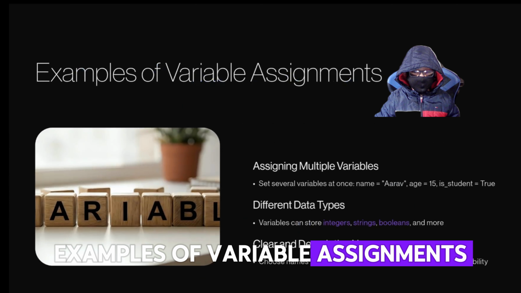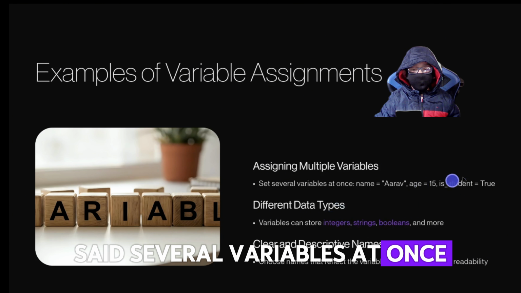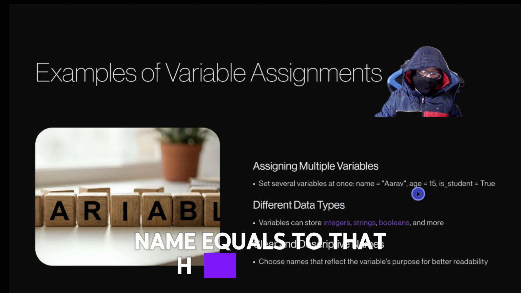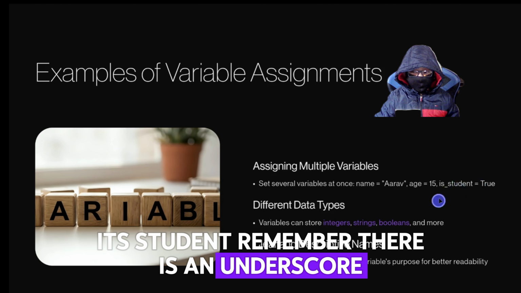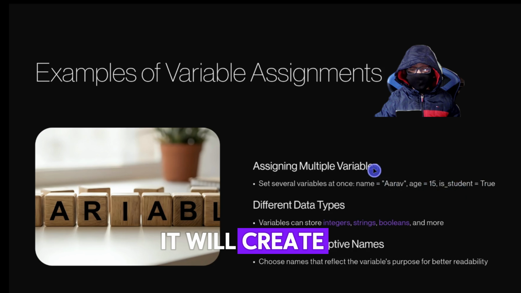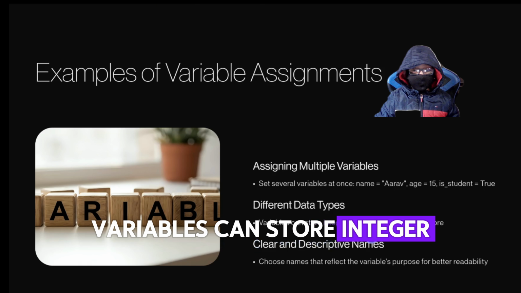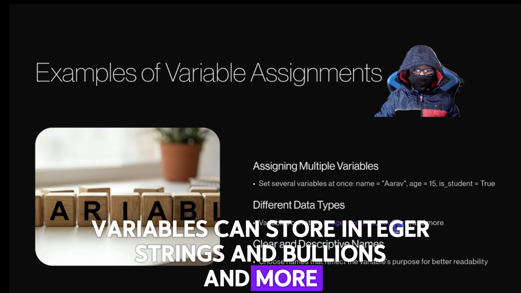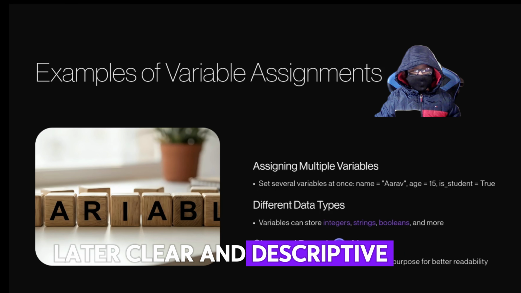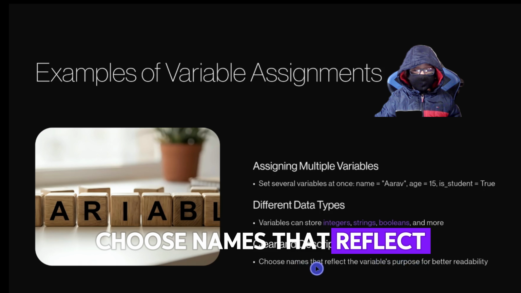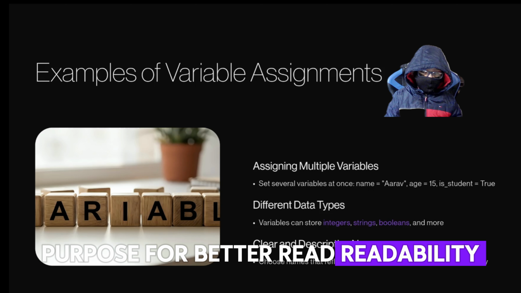Examples of variable assignment. Assigning multiple variables: set several variables at once. Name equals that, age equals 15, is_student equals true. Remember, there is an underscore because we don't want to put a space, as it will create an error. Different data types: variables can store integers, strings, booleans, and more. We're going to learn about these later. Clear and descriptive names: choose names that reflect the variable's purpose for better readability.